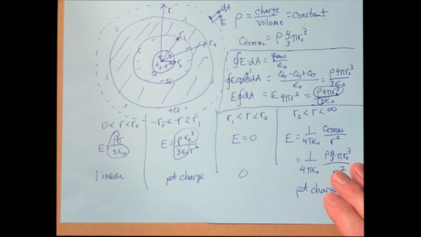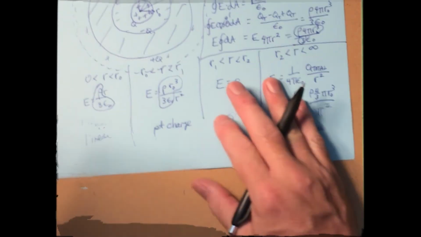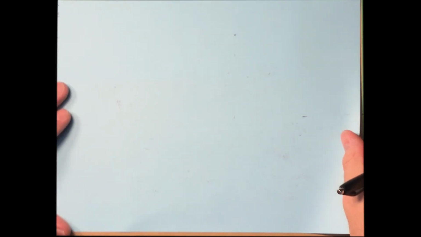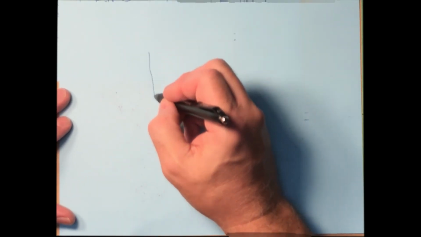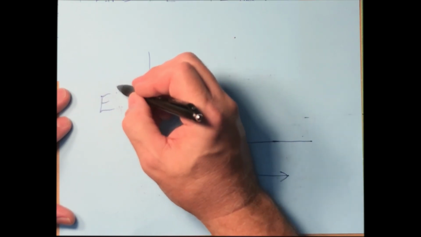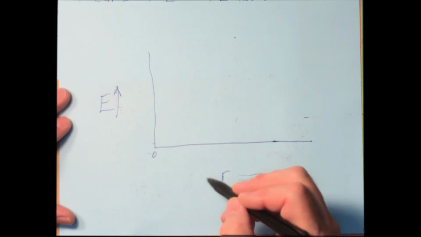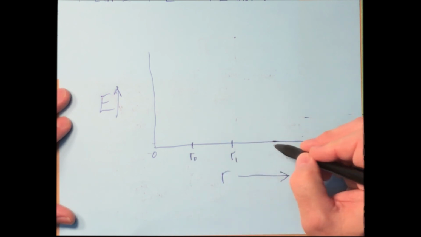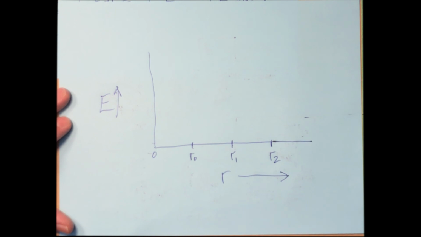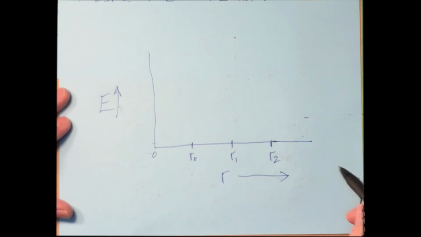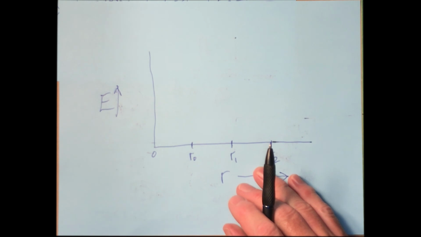So if you want to draw then all of this, I want you to graph E for all values of r between 0 and infinity. So let's just sketch it. R increases in that direction. E increases in that direction. Here is 0 radius. Here is r naught. Here is r1. Here is r2. And I've just placed them at arbitrary positions here. All that I know is that r1 is bigger than r naught and r2 is bigger than either one of those.